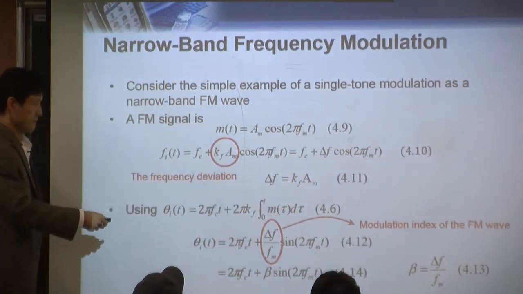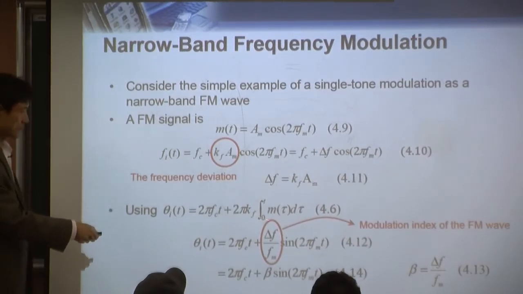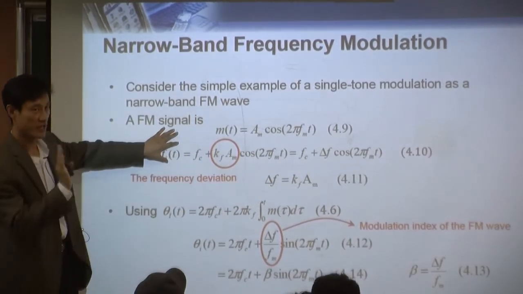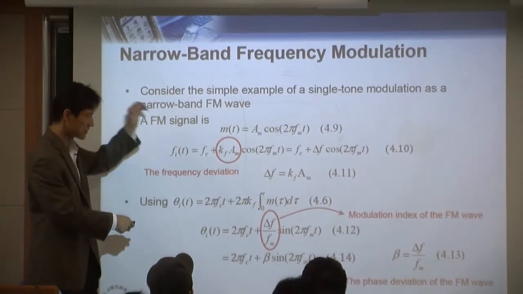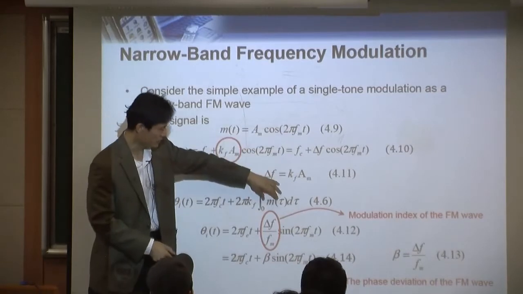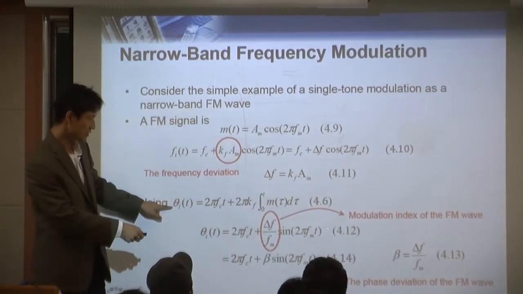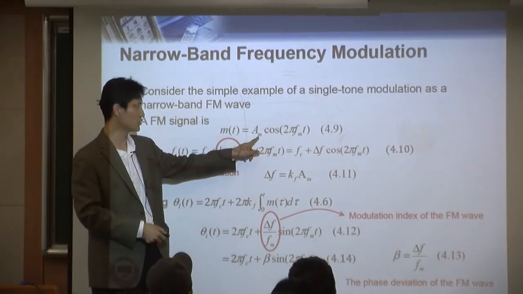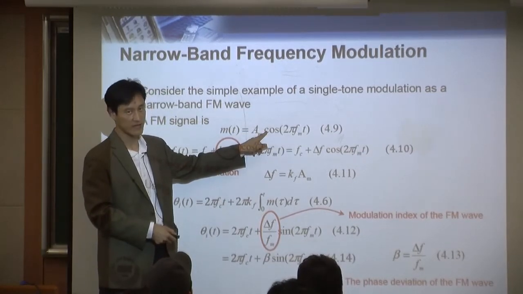Now put this message into here, because that's the angle. What we discussed here is a frequency change. So that's a frequency, but this is the angle. So based on this FM equation, let's put our message into here and do an integration in order to get the angle. When you do integration, this is a constant anyway. So integration of cosine becomes sine, just plus sine.